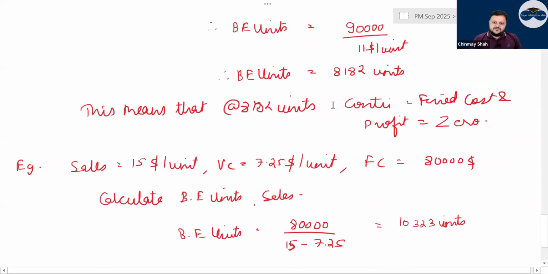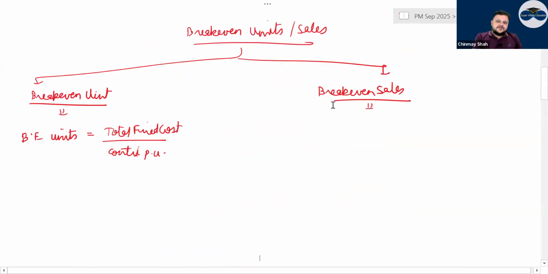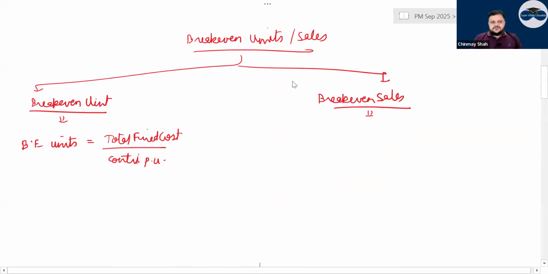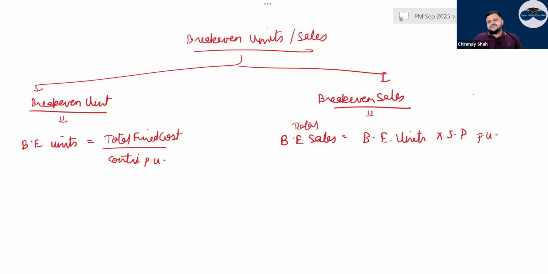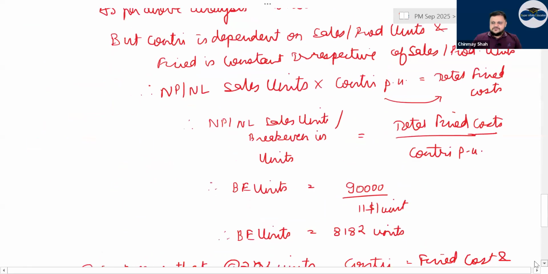Then go ahead. Write down the formula for break even sales: break even units into selling price per unit. This is total break even sales. Very rarely will you use this formula, but you need to have it written somewhere. Now let's go ahead.